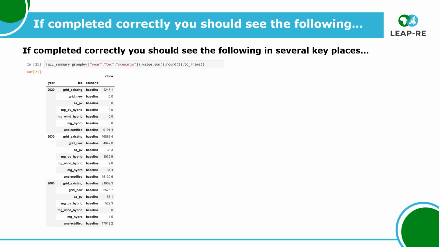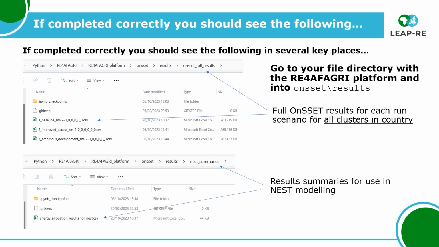Again, a different way of viewing it using the Python group by command. To see the final full results, you can either go into the Python notebook viewer or go back into your own directories and look inside the different folders. You will have an OnSSET results folder and then different folders within that.